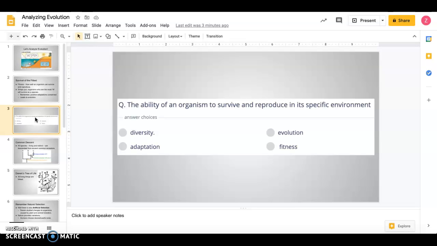Let's stop at our first question. The ability of an organism to survive and reproduce in a specific environment relates to its diversity, evolution, adaptation, or fitness. The correct answer is fitness. Organisms who are most fit will survive. Survival of the fittest.